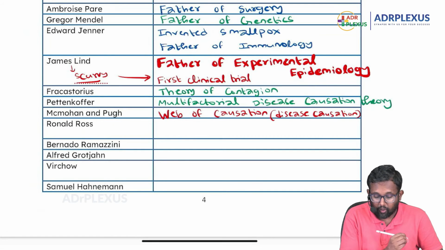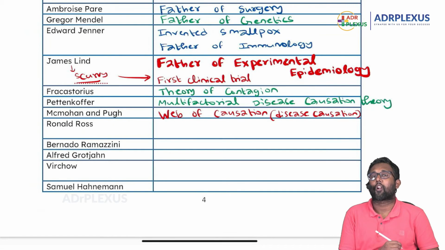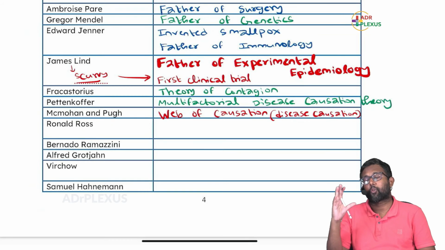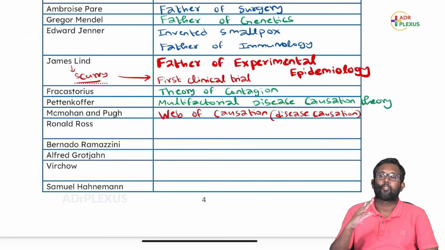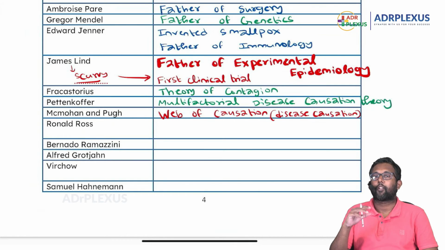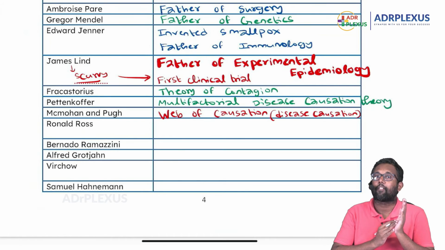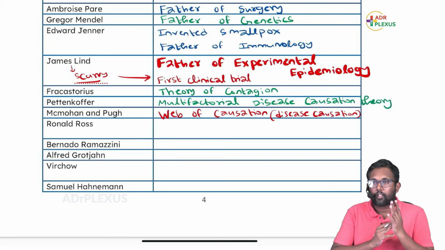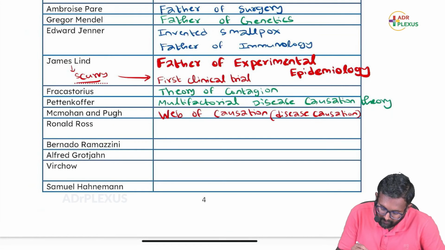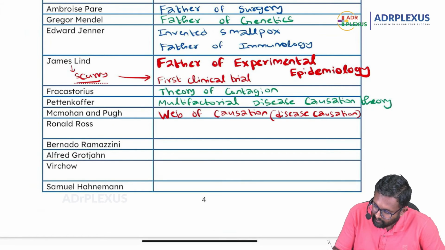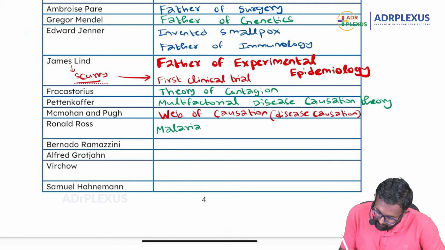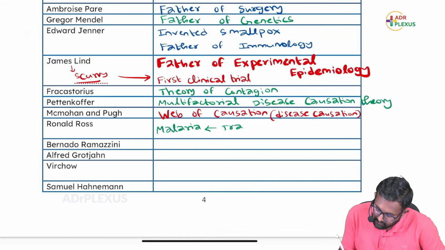Next is Ronald Ross. So Ronald Ross, which disease comes into your mind? He told one disease is transmitted by one vector. So what disease? Yes, very good. Doctor is famous for work on malaria. He told malaria is transmitted by Anopheles mosquito.